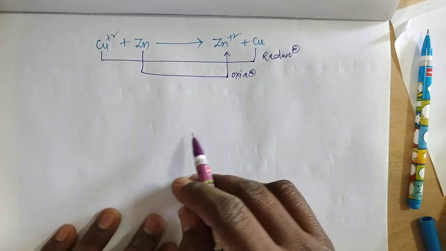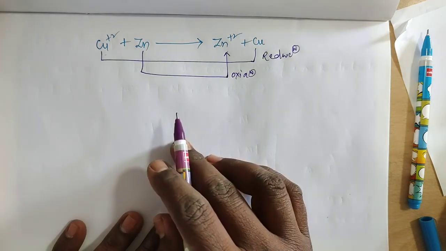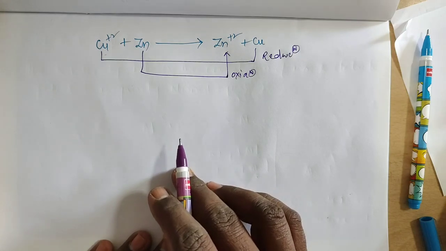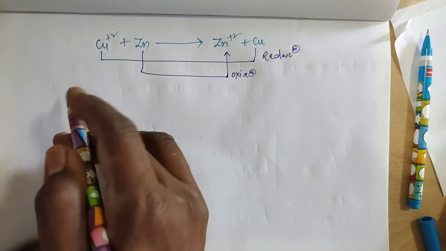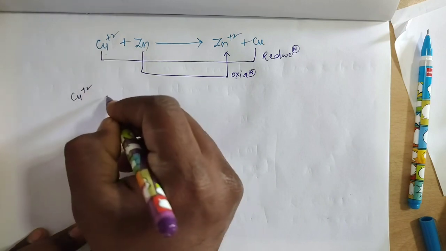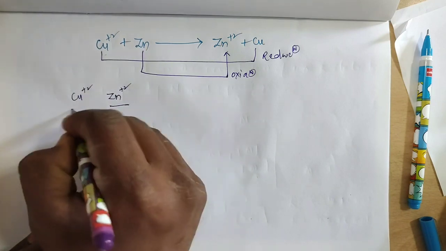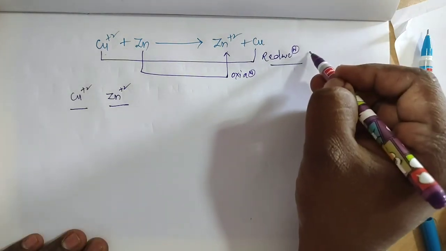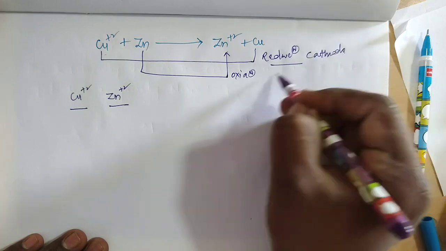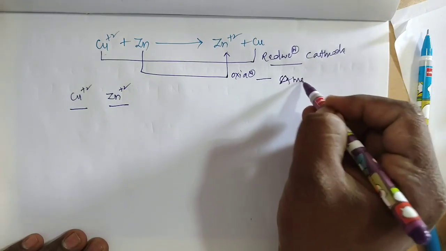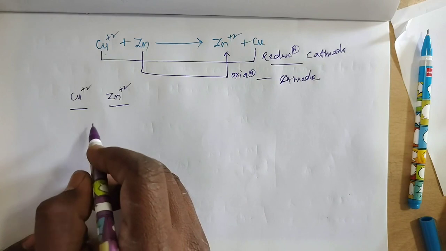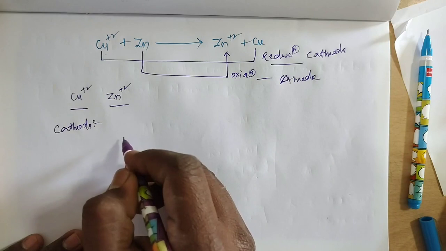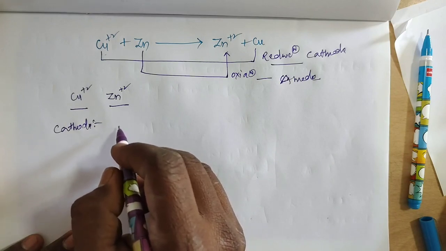So we write the Nernst equation for this. For the Daniell cell, the electrode potential for any given concentration of Cu plus 2 ion and Zn plus 2 ion, we write the Nernst equation for the Cu plus 2 ion and for the Zn plus 2 ion. Which one is reduction? This is the cathode, and the oxidation is the anode. We take the cathode point of view. What is the cathode in this? Copper, Cu.